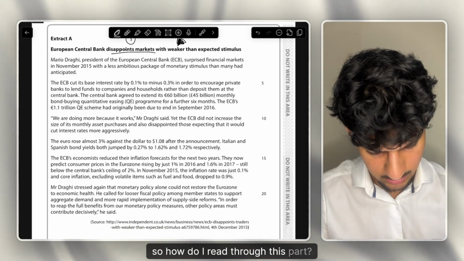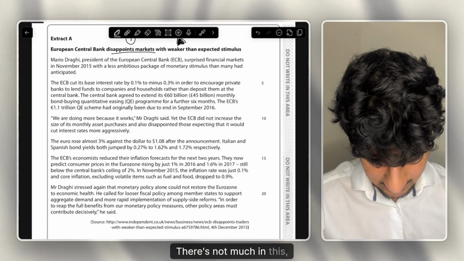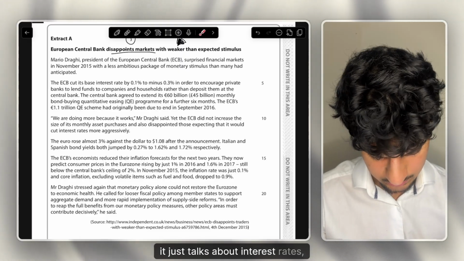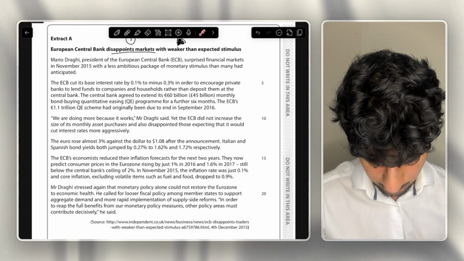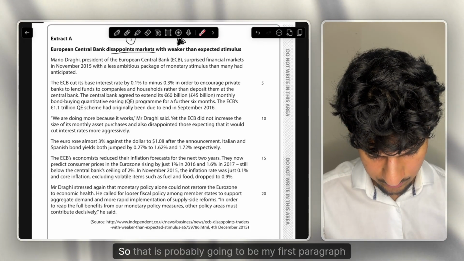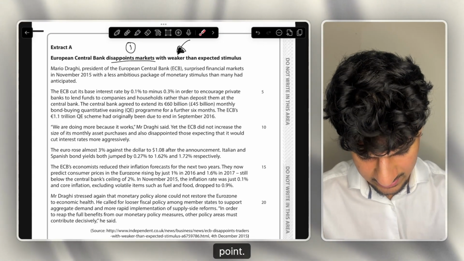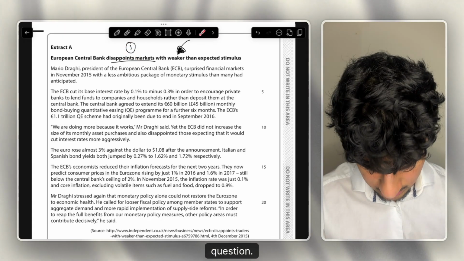Okay, so I've had to read through this paragraph. There's not much in this. It just talks about interest rates, quantitative easing, a bit of asset prices. So that is probably going to be my first paragraph point, and this is probably a bit of a tricky 8 mark question.